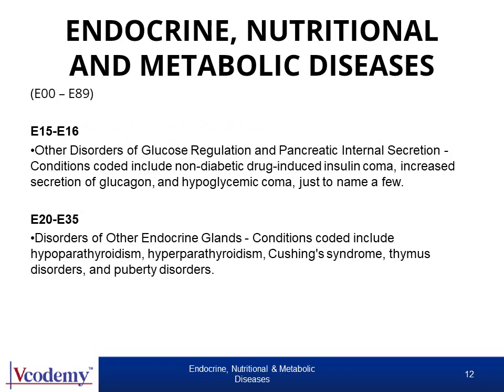So E15 to E16 code ranges are for other disorders of glucose regulation and pancreatic internal secretion. Conditions coded include non-diabetic drug-induced insulin coma, increased secretion of glucagon, and hypoglycemic coma, just to name a few. Disorders E20 to E35 code range will have the disorders of other endocrine glands. Conditions coded include hypoparathyroidism, hyperparathyroidism, Cushing's syndrome, thymus disorders, and puberty disorders.